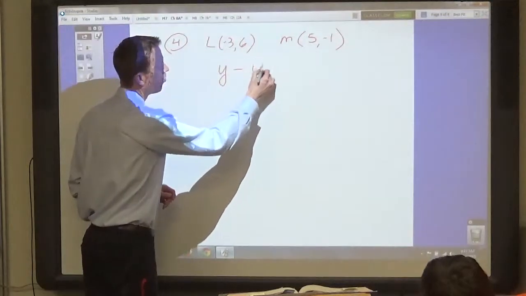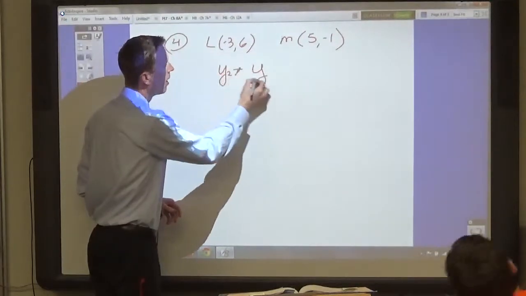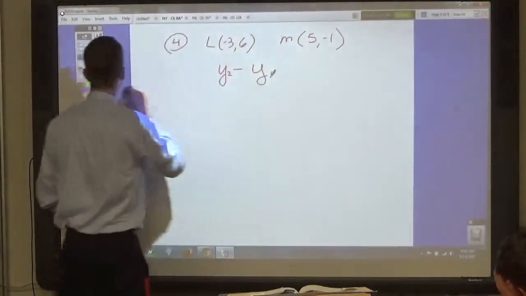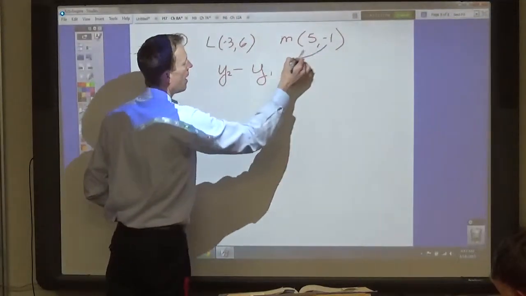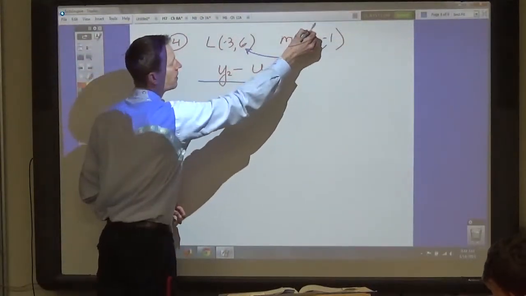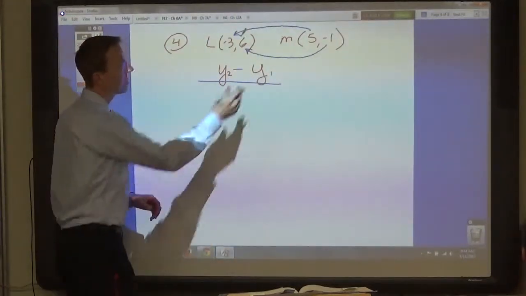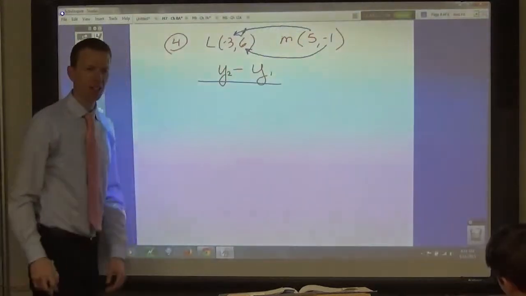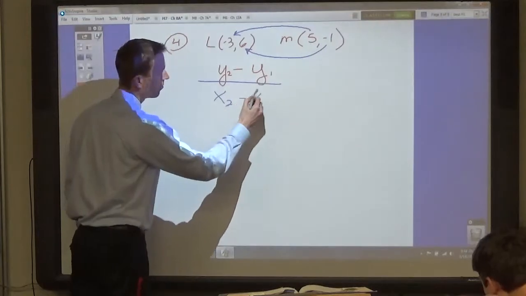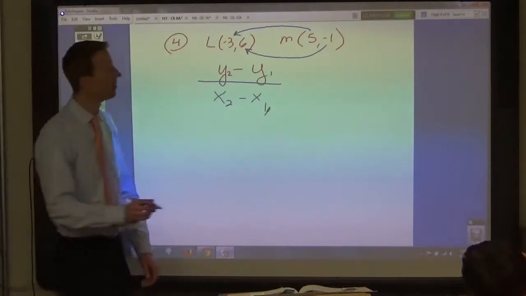Y minus y, but we have to keep the same order. So when we write the formula, we write y2 minus y1, which is the second coordinate of y minus the first coordinate of y, and the second coordinate of x minus the first coordinate of x. You keep the same order at which you're finding the difference in the points. And it's always the y coordinates over the x coordinates. Right? Remember this from yesterday?